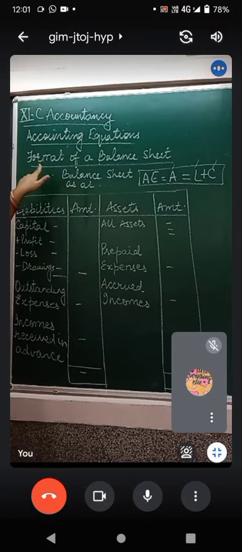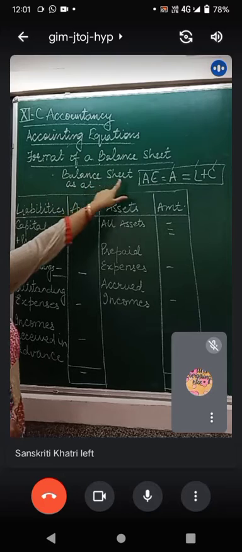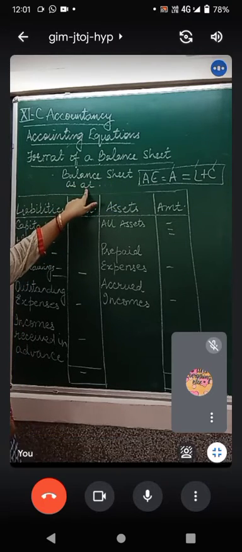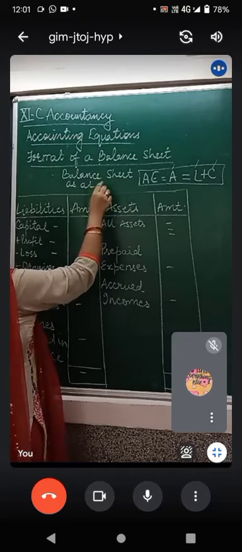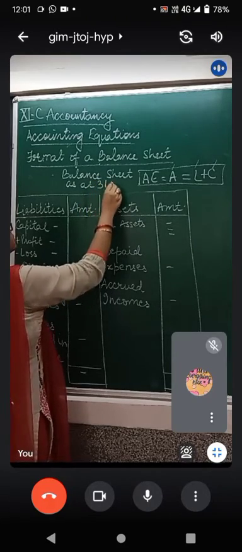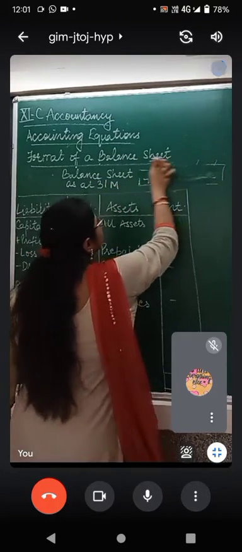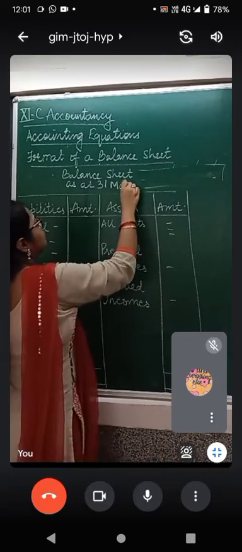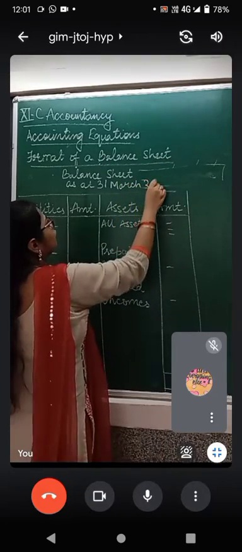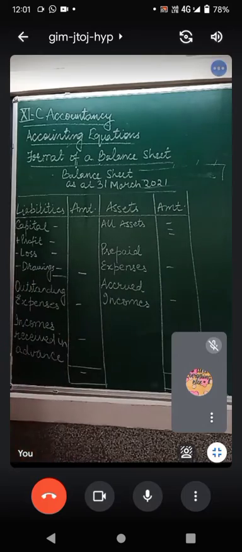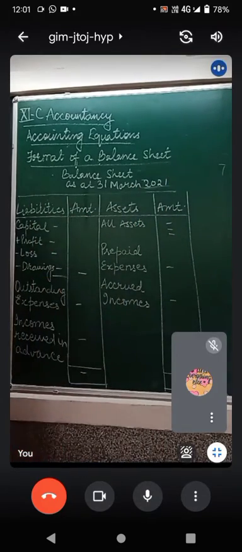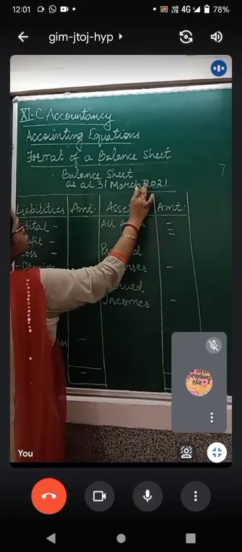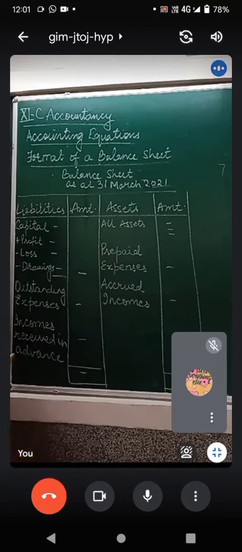Give the heading, format of a balance sheet. So what you do, you write balance sheet as at. And suppose it is for the financial year 2021. So 31st March 2021. It is important to mention the date. So balance sheet as at 31st March 2021.